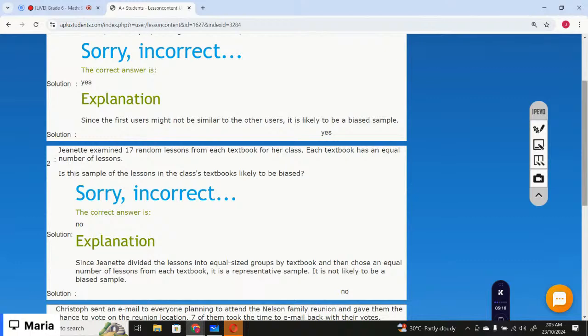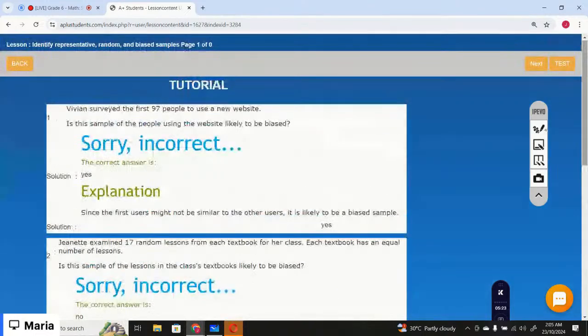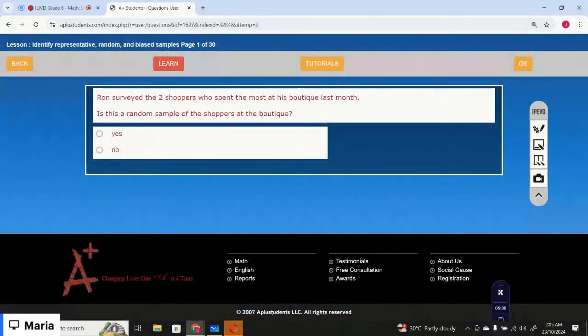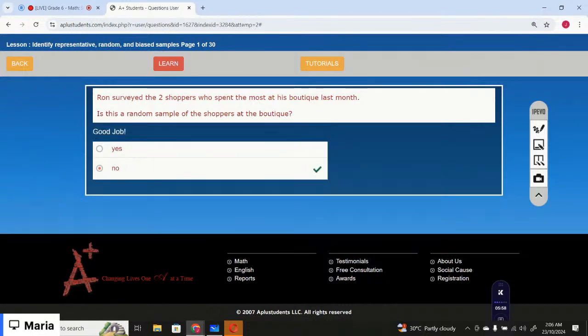Let's just start with the test questions. Ron surveyed two shoppers who spent the most at his boutique last month. Is this a random sample of the shoppers at the boutique? Which is the correct option? I think no, they are not the random samples, right? Because they are the ones who spent the most at the boutique last month. So they are not the same as the others. So the correct option is no, that is not the random data.